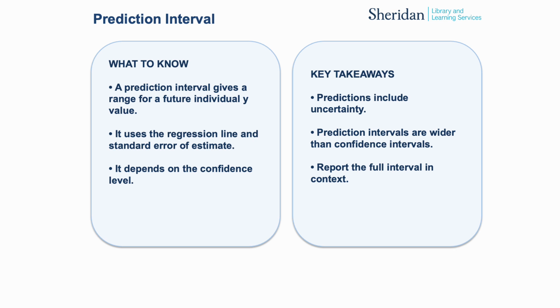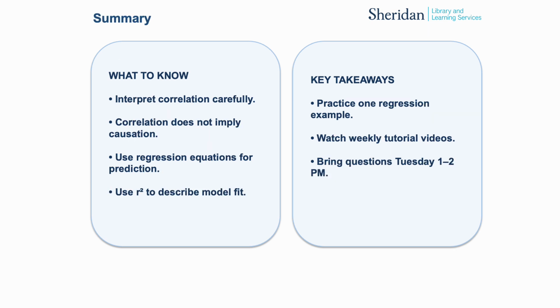And finally, remember a wider prediction interval means that there's more uncertainty in the prediction, while a narrower interval suggests that the prediction is more precise. That brings us to the end of the new concepts in this chapter. Before we finish today's tutorial, let's have a moment of reviewing the key ideas from this chapter.